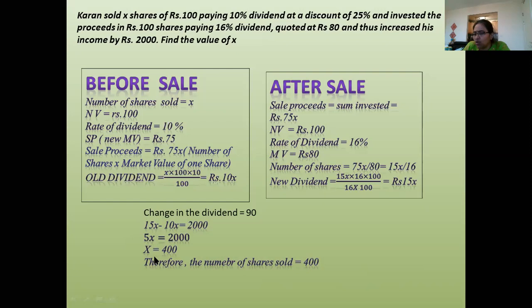So the number of shares he sold will be 400. So the value of X is 400. What is X? He sold the number of shares, right? So 400. Is that clear to you? All important questions I have done over here. If you just go through the video, you will understand the procedure, which is the most asked question, that is, the sale proceeds.